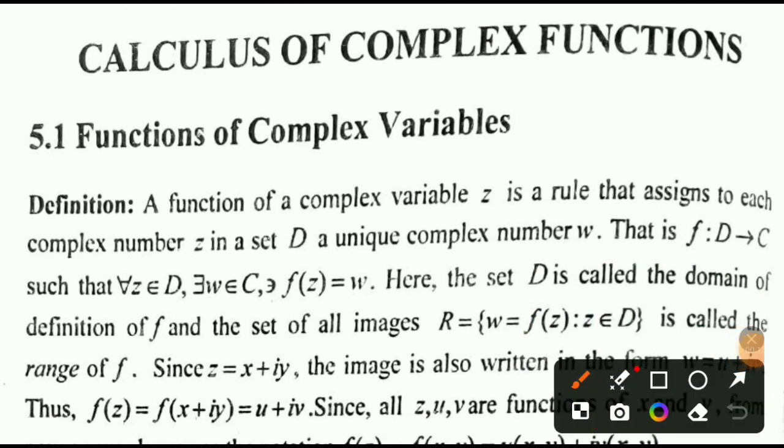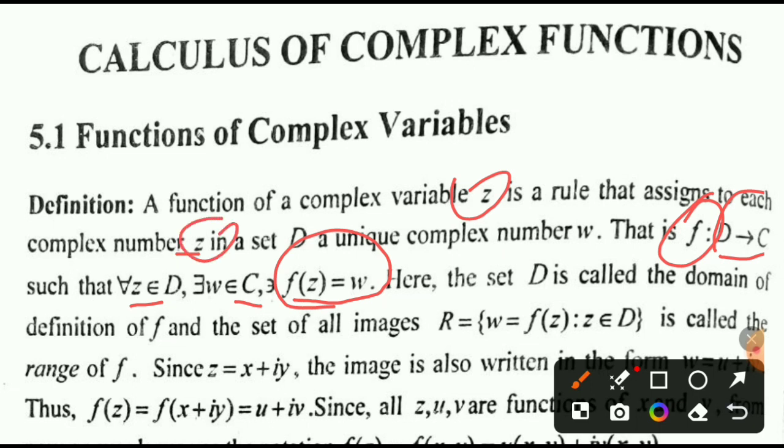Let's start from the definition of a complex variable. A complex function is a rule that assigns to each complex number z in set D a unique complex number w. That means our function f maps from D to the complex numbers such that for all z an element of D, there exists some w an element of the complex numbers such that f of z is equal to w. Then our function is in terms of complex numbers. That is what we call a function of complex variable z.